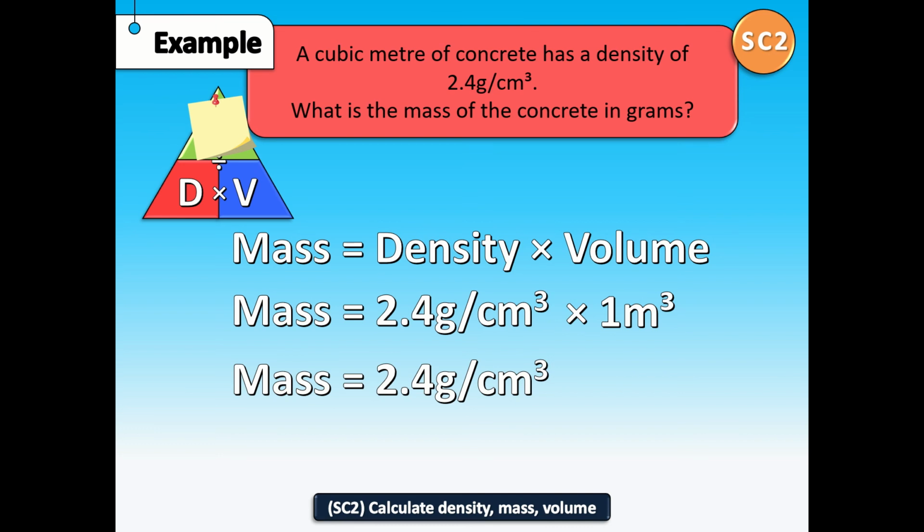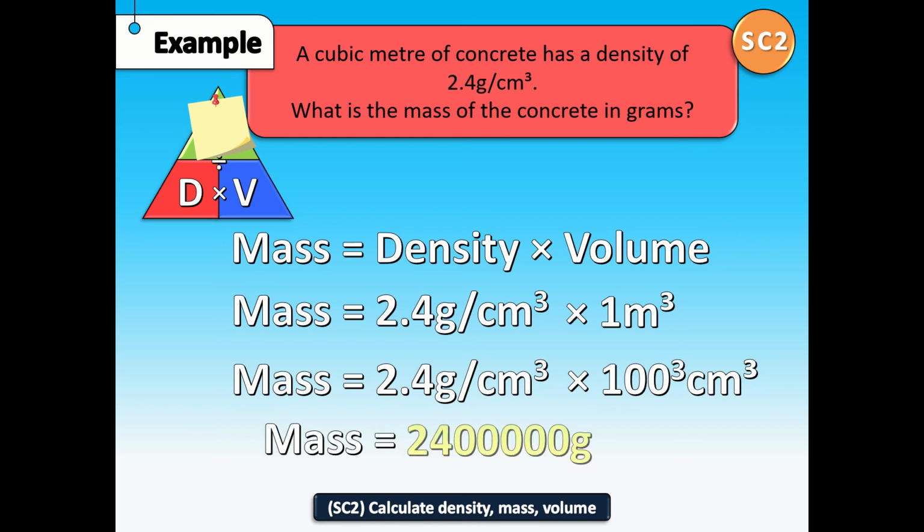Now we need to make sure that that's in centimetres cubed. We convert metres into centimetres by timesing by 100. So we convert cubic metres into cubic centimetres by timesing by 100 cubed. So the mass will be 2,400,000 grams.